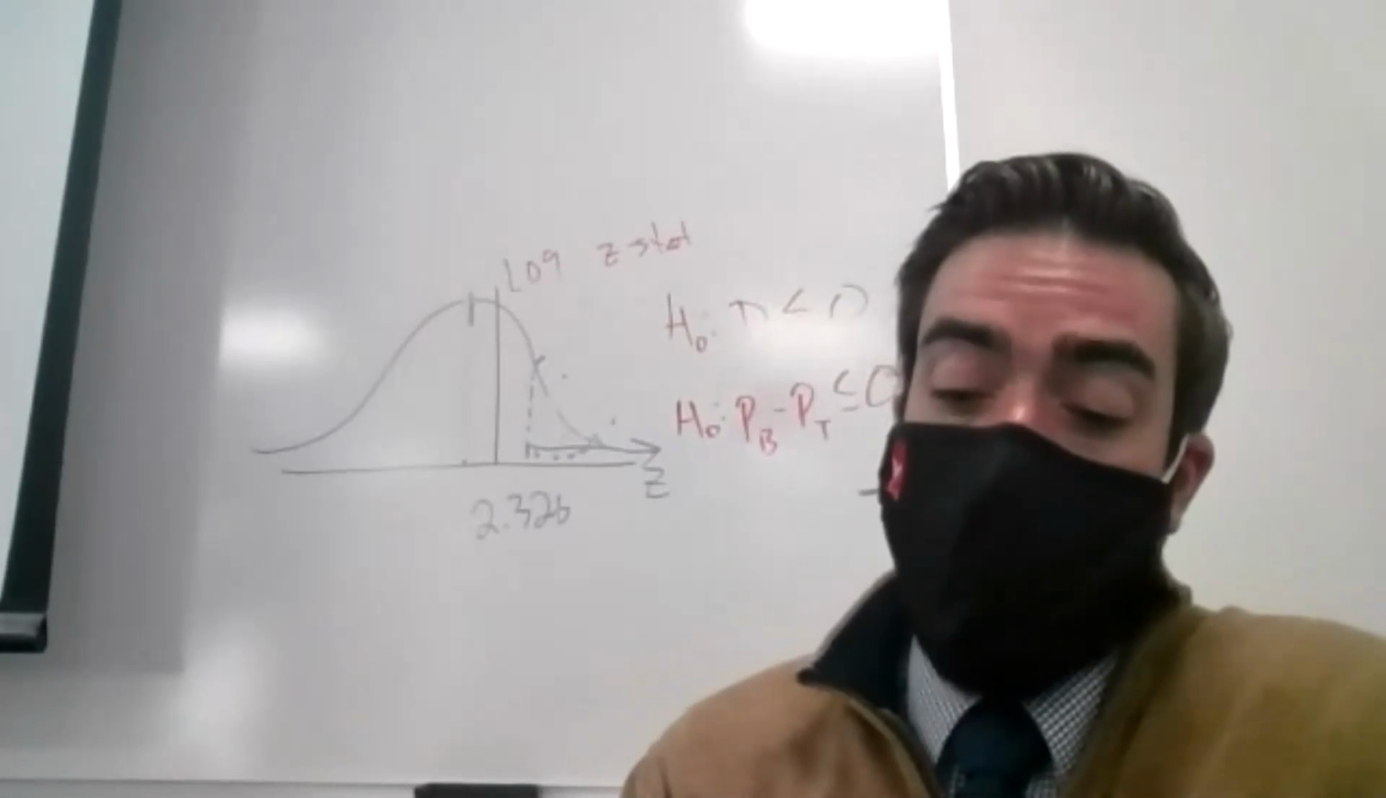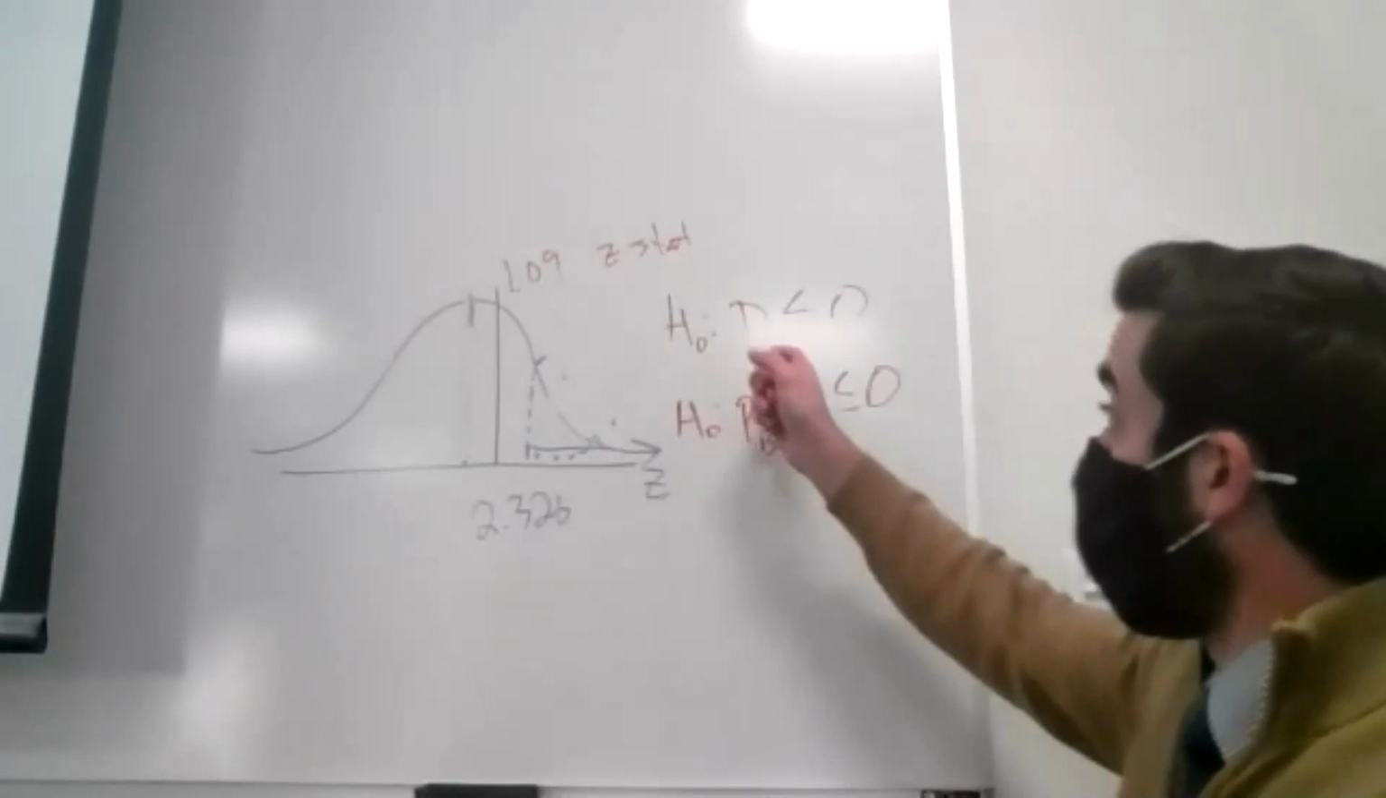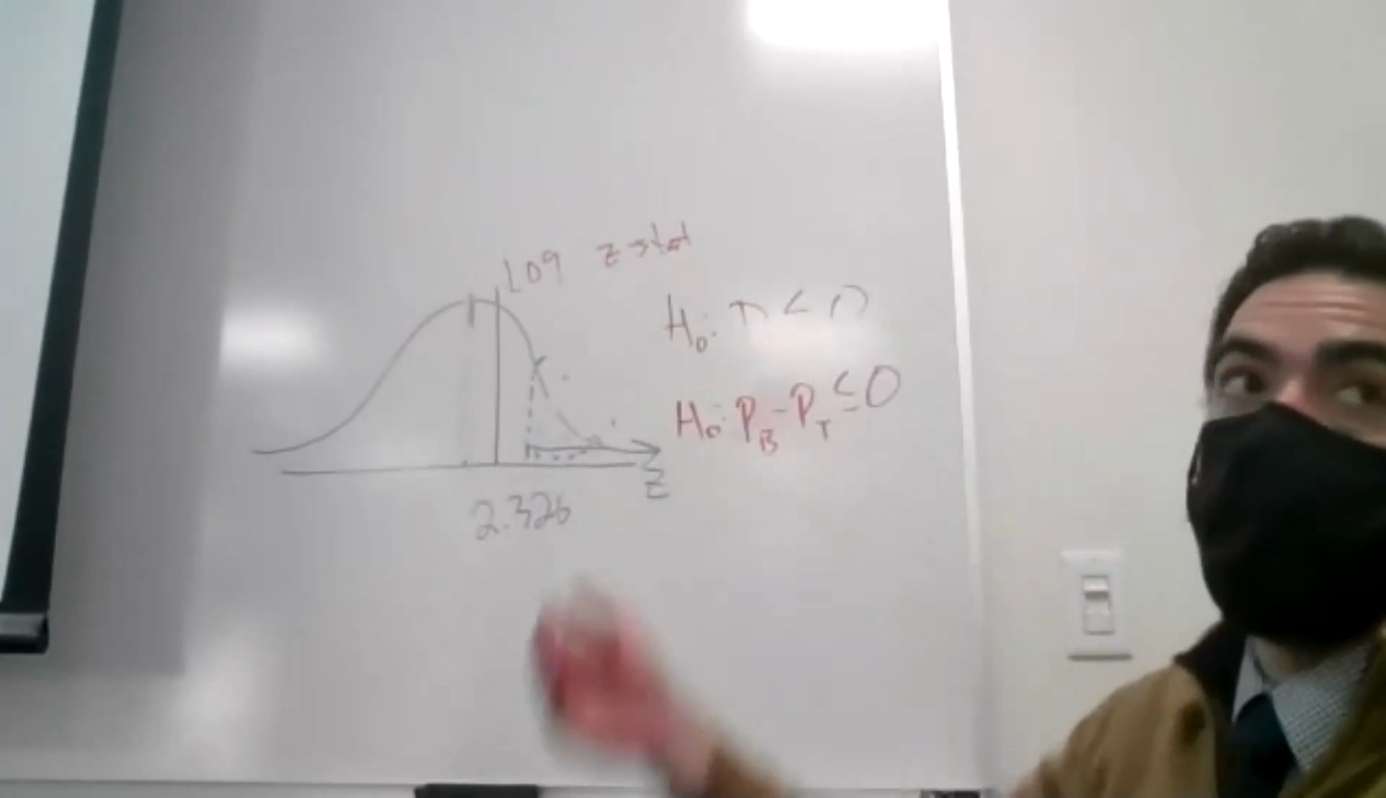Now, obviously, we know that in practice he did, which means I made a type 2 error, right? I failed to reject the null when in fact I should have.